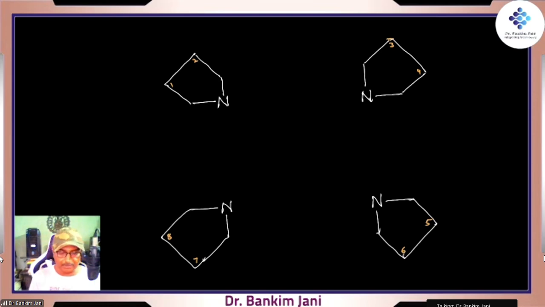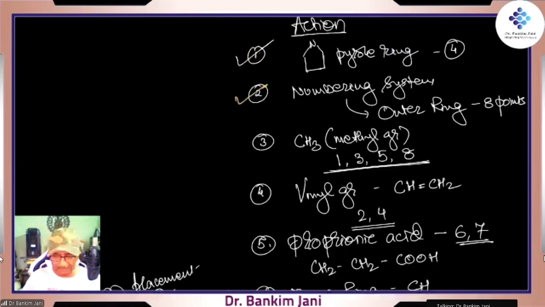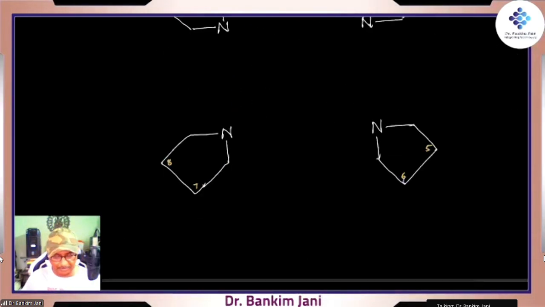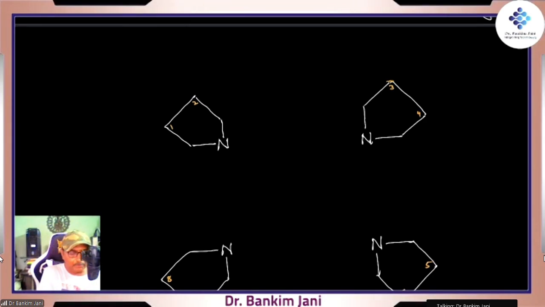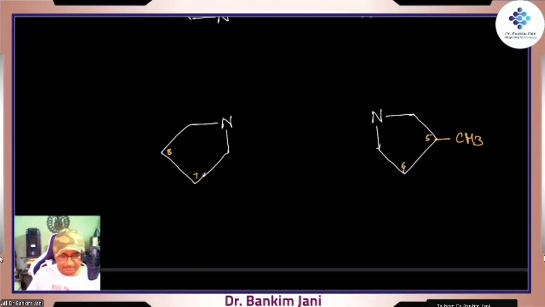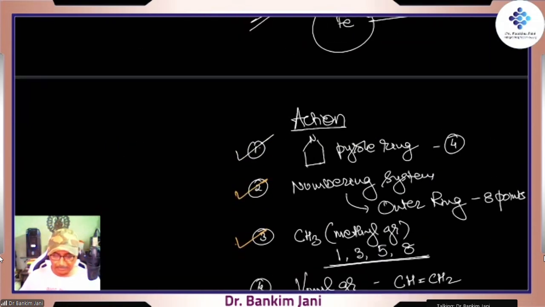So we have to connect CH3 at 1, 3, 5, and 8. That's our next step. Methyl group, CH3 is to be added at 1, 3, 5, 8. So here it is, this CH3. 1, 2, this is CH3, 4, this is 5, 6, 7, 8. This step is done.